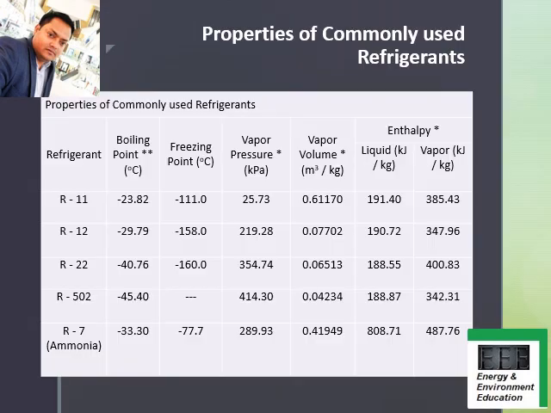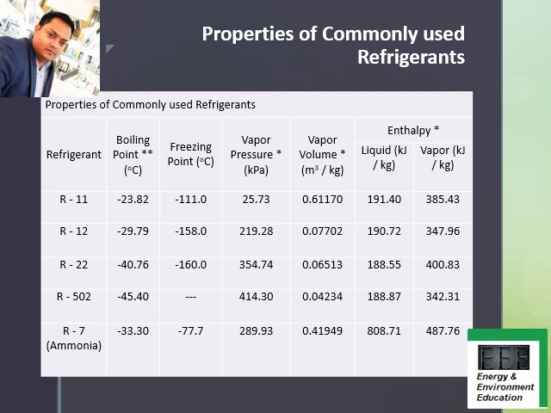So as far as this part of the chapter is concerned, friends, the properties of commonly used refrigerants. You must understand, it's not possible to learn by heart all these numbers as far as the exam is concerned. But they may ask you to name the different types of refrigerants. In that case, you must remember the different types of refrigerants, which are R11, R12, R22, R502, R7. So these are different types of refrigerants. They may ask you to highlight or name at least 3 to 4 different types of refrigerants. In that case, you must remember these names, friends.